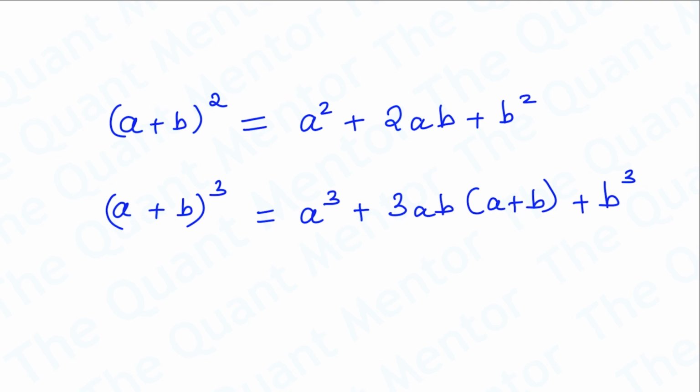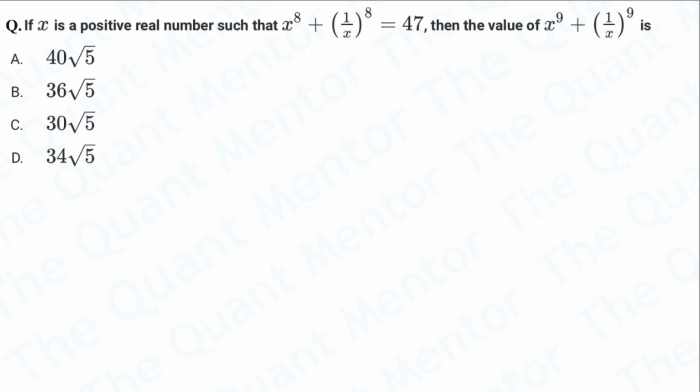So first things first, you have to know these two algebraic formulae by heart, and these are exactly what we're going to apply in this given question. We have been given x is a positive real number such that x raised to 8 plus 1 upon x raised to 8 is 47. Then the value of x raised to 9 plus 1 upon x raised to 9 is.